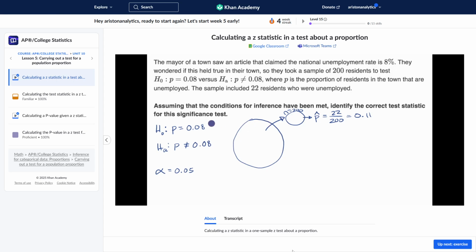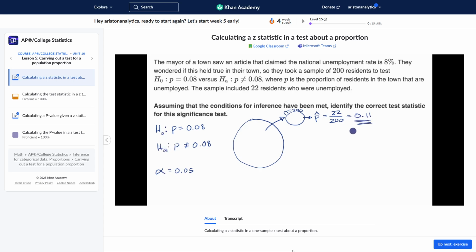Now the next step is, assuming the null hypothesis is true, what is the probability of getting a result this far away or further from the assumed population proportion? And if that probability is lower than alpha, then we would reject the null hypothesis, which would suggest the alternative.